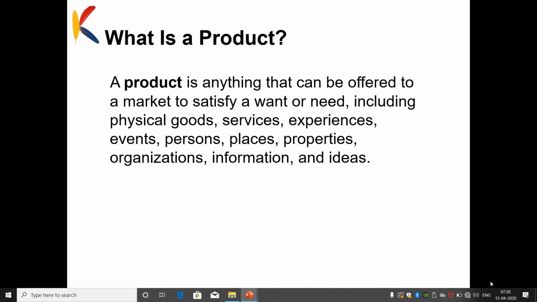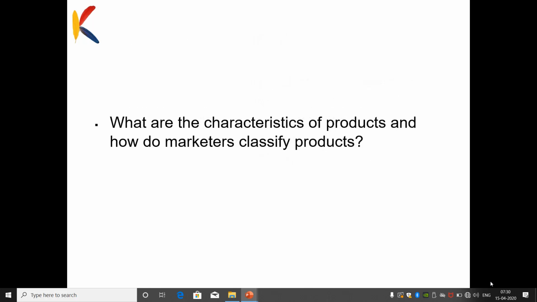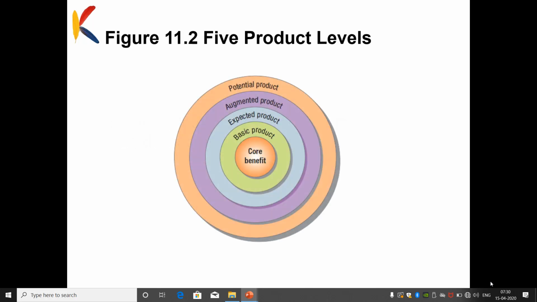Now there are various categories of product. So the first question we would like to address here is, what are the characteristics of product and how do marketers classify products? There are 5 levels of product, which start with the core benefit, which any customer can expect from any product or services. Then comes the basic product, then the expected product, then the augmented product, and then the potential product. Each level adds more customer value, and the 5 altogether constitute a customer value hierarchy.